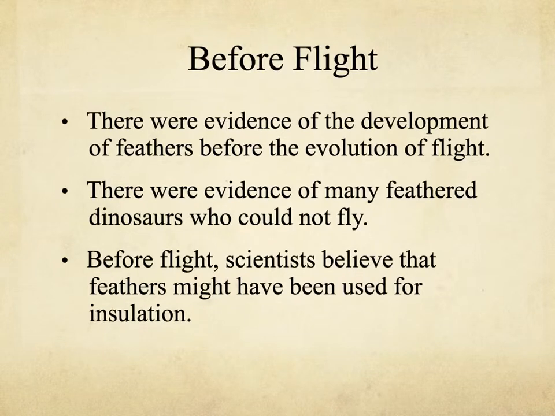The fossil record includes evidence of the development of feathers before the evolution of flight. There was also evidence of many feathered dinosaurs who could not fly. Before flight, scientists believe that feathers might have been used for insulation. Theropod dinosaurs may have been partially warm-blooded, and their feathers would have helped maintain body temperature.